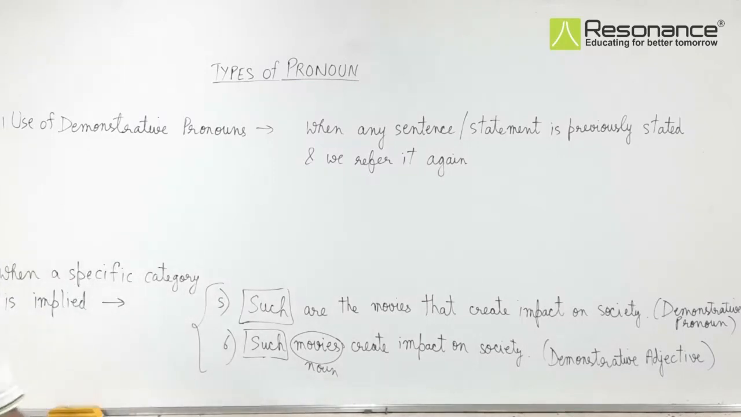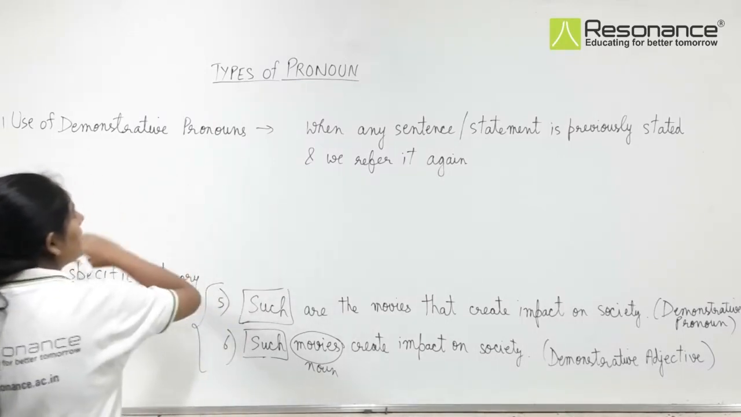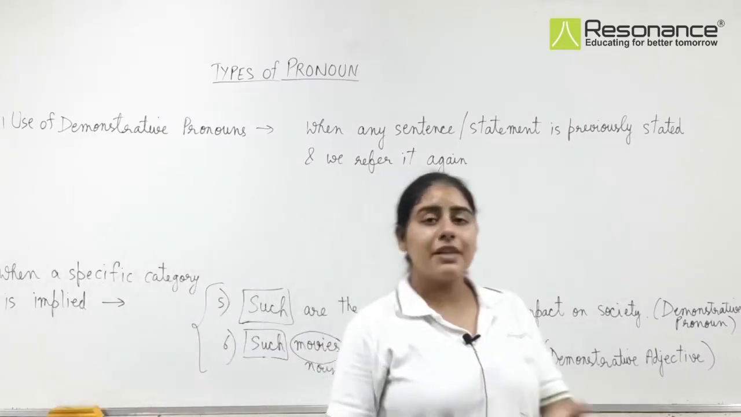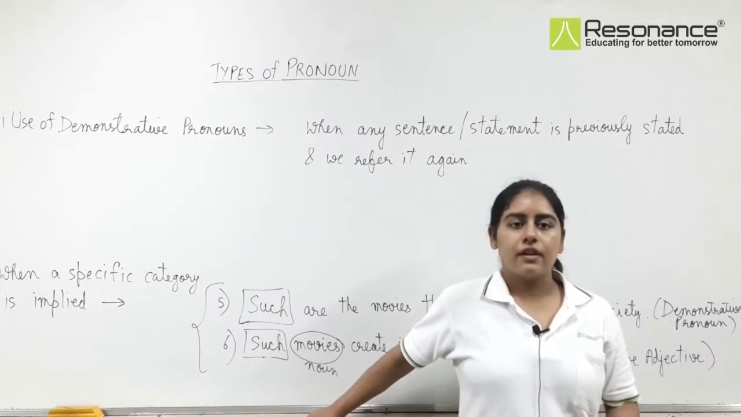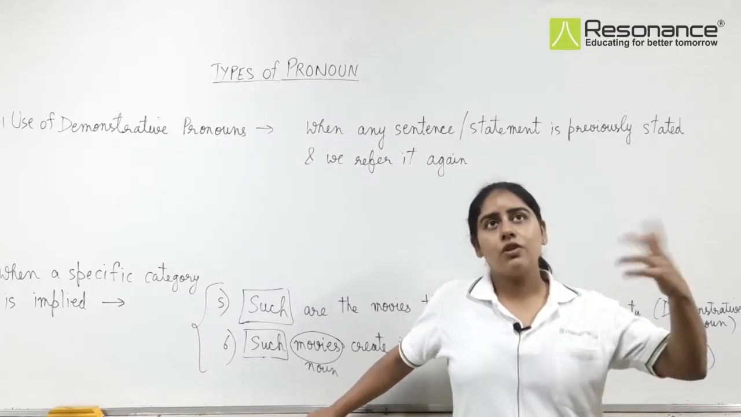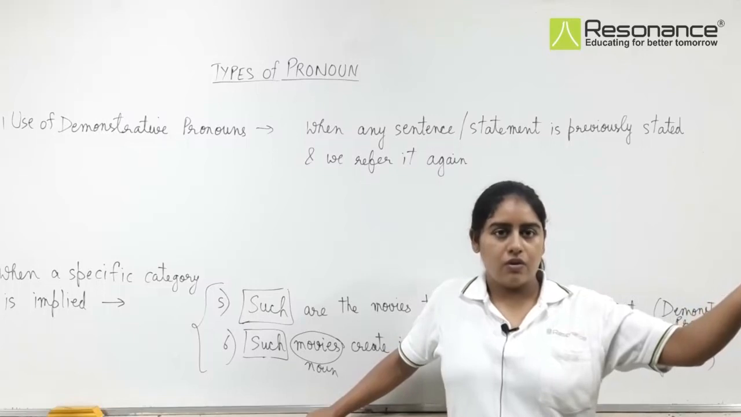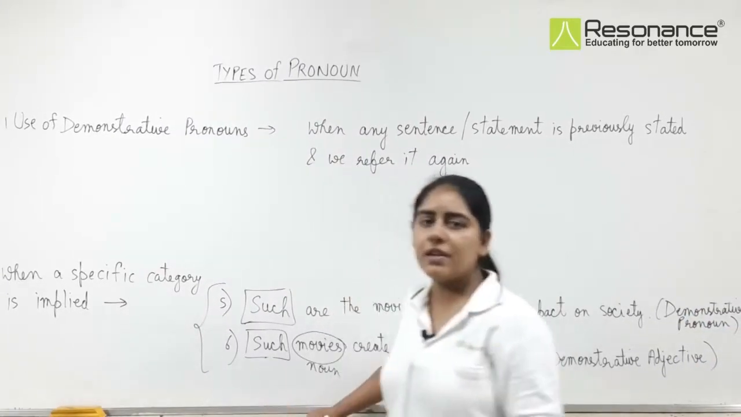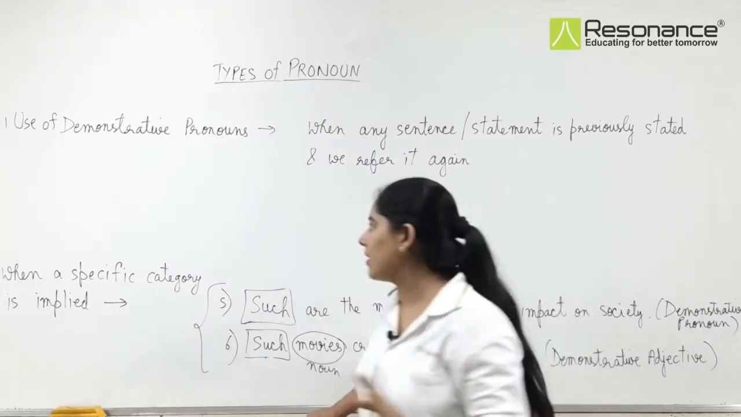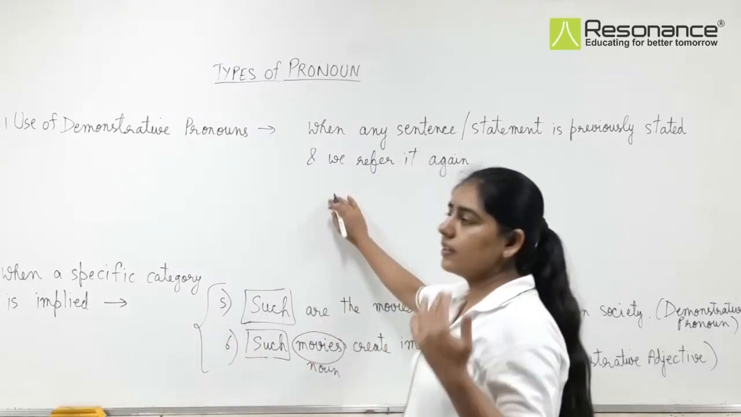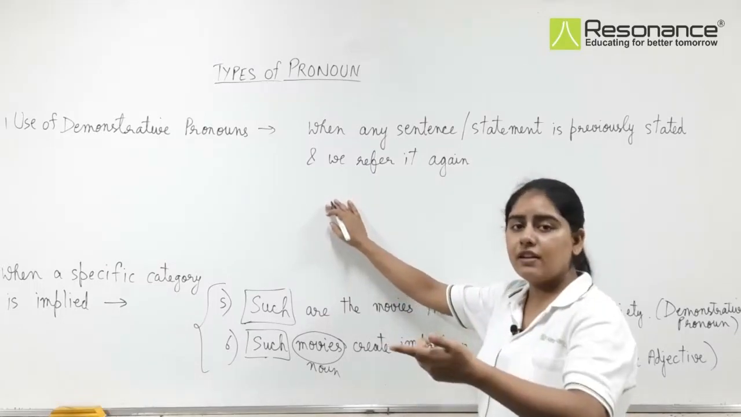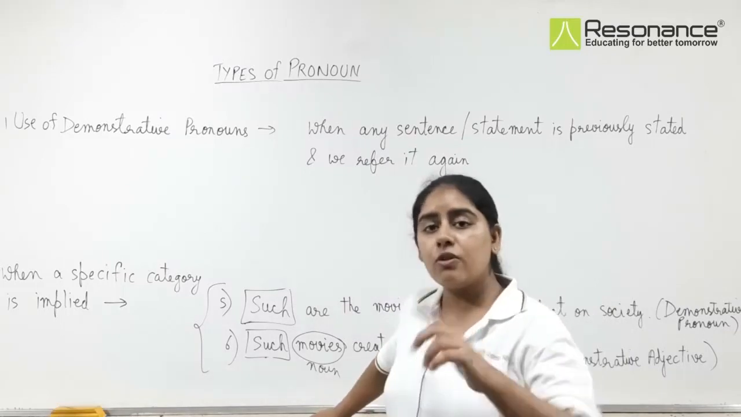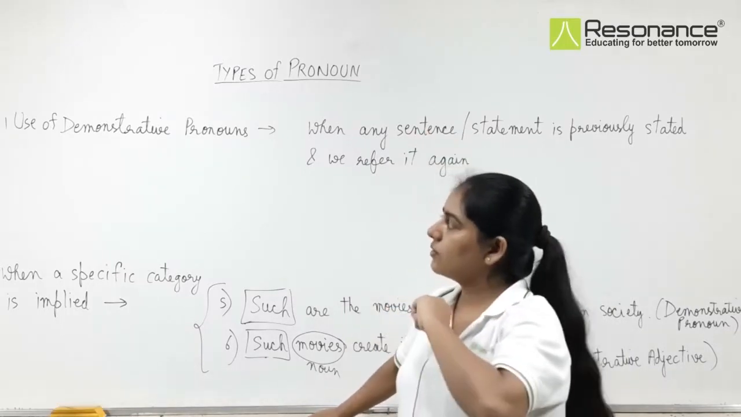For example, suppose I am teaching you mathematics. I told you there was one formula, a square plus b square plus abc, whatever. Now again I am referring to that formula. When I am speaking I am referring to something that I told you earlier. In that case also we will use a demonstrative pronoun.